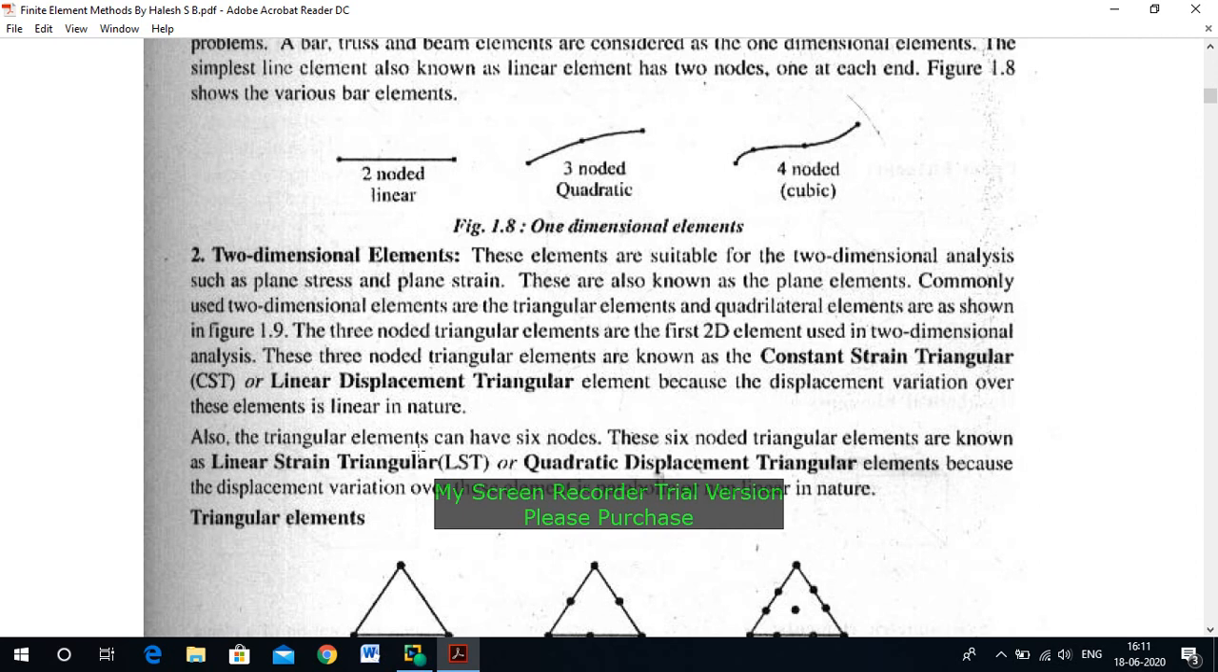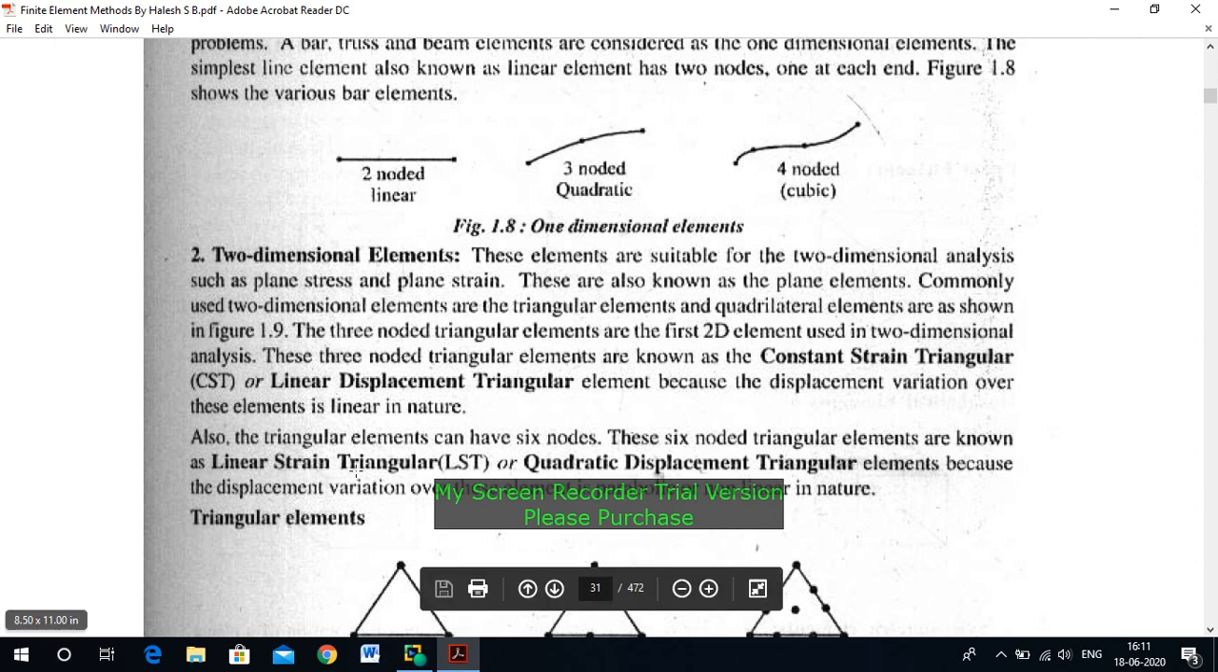Also, the triangular elements can have 6 nodes. These 6 noded triangular elements are known as linear strain triangular or quadratic displacement triangular elements because the displacement variation over these elements is parabolic. It is very important: parabolic or non-linear in nature.